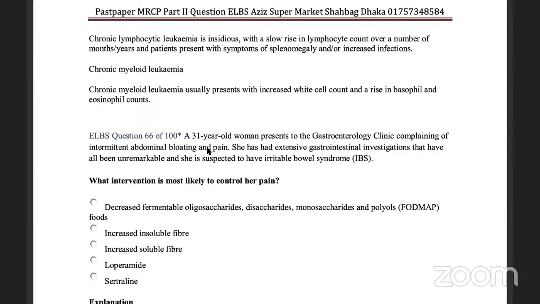Decrease fermentable oligosaccharide, monosaccharide, polyols; increase insoluble fiber; increase soluble fiber; increase loperamide and sertraline. If you give increase insoluble, it is either A or C. We normally give the soluble fiber or insoluble fiber. Insoluble fiber is contraindicated. She's not given, so give soluble, no? Either A or C. Maybe, but their food diet is low in oligosaccharide, disaccharide, and polysaccharide. Okay, I give soluble fiber.